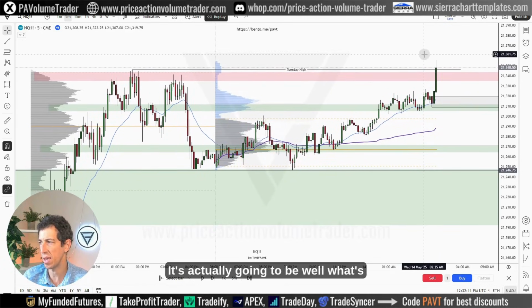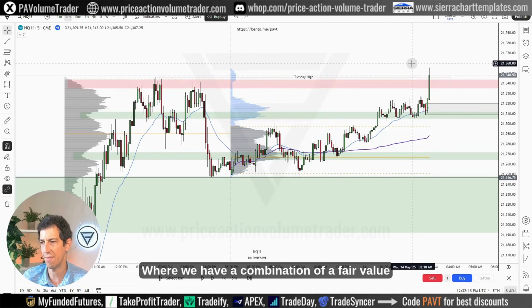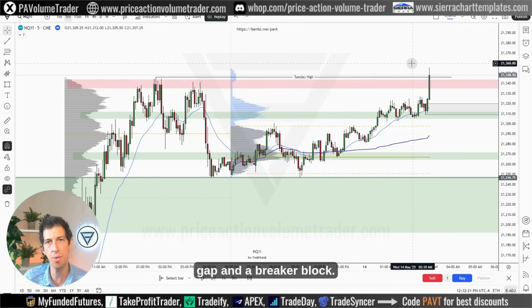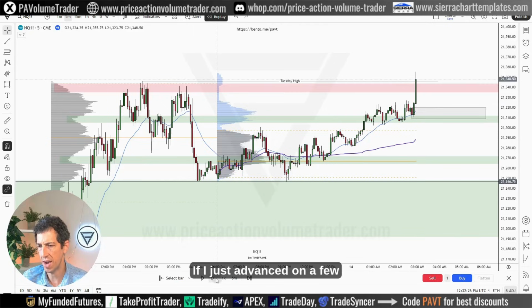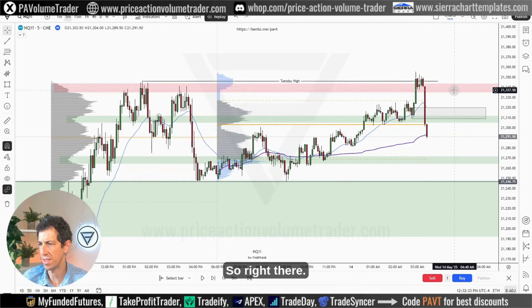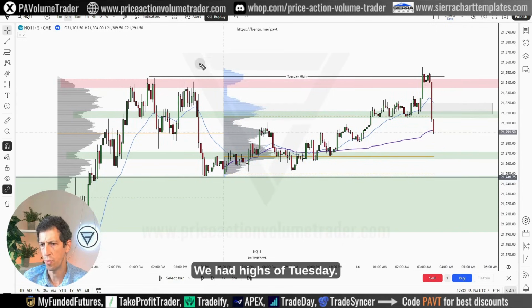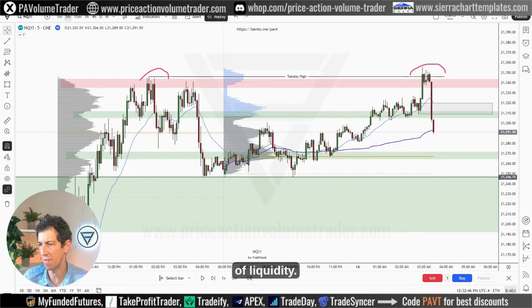It's actually going to be what smart money concept traders call a unicorn pattern, where we have a combination of a fair value gap and a breaker block. So in this case, you can see if I just advance a few candles, right there, we had highs of Tuesday, got raided here right at 3 a.m. during the London Open injection of liquidity.